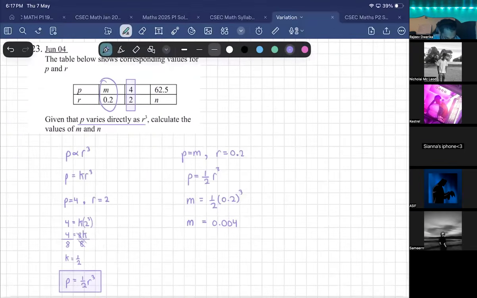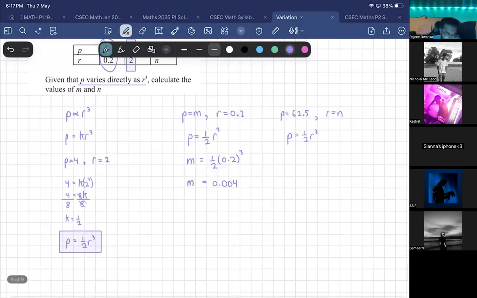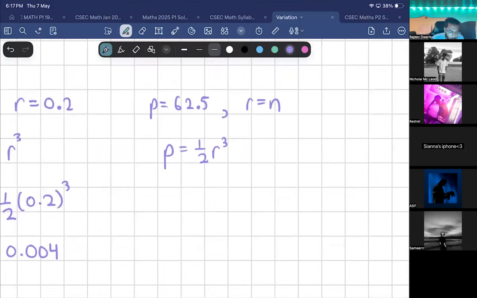Let me do the other one quickly. P is equal to 62.5 here in the other column, and R is equal to N. So again, we're going to use the equation we came up with: P is equal to half R cubed. What next, Kestrel? Let me plug in and think before we do anything. I'm telling you that P is 62.5, and R is equal to N. So what should my next line look like?